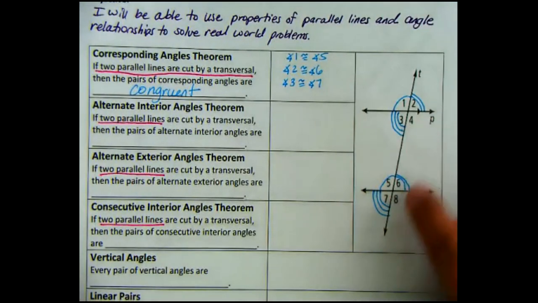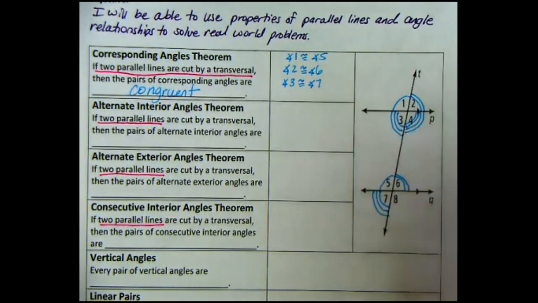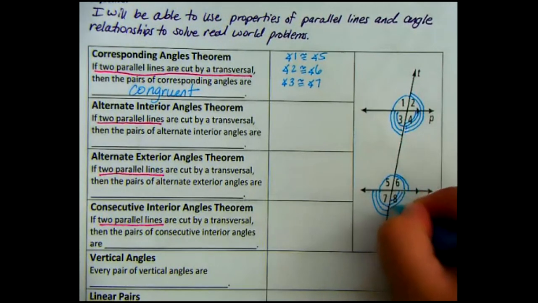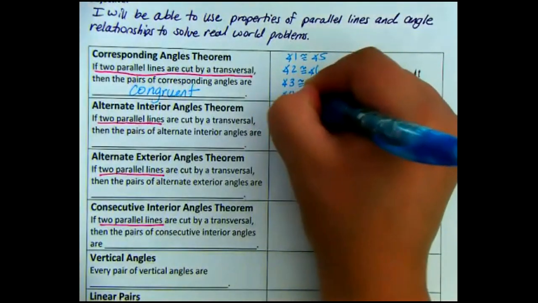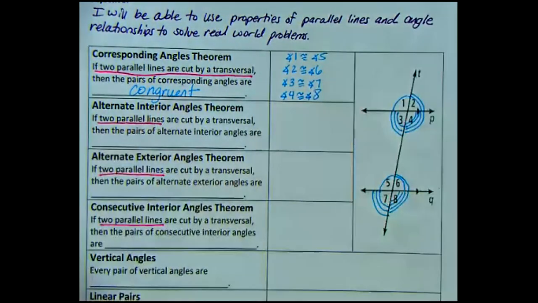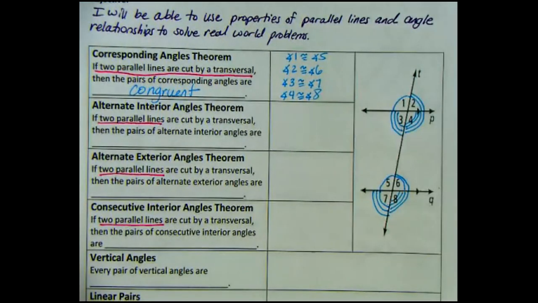And lastly, angle 4 is congruent to its corresponding angle, angle 8. I know, a lot of arcs there, huh? But I'm showing that each pair is congruent to its pair.